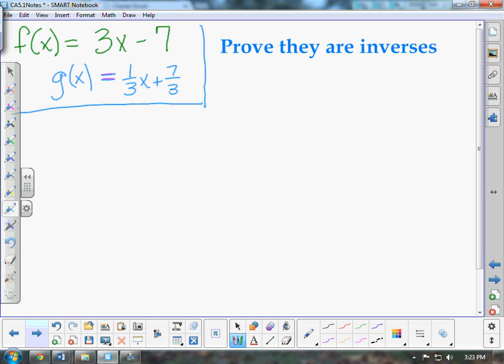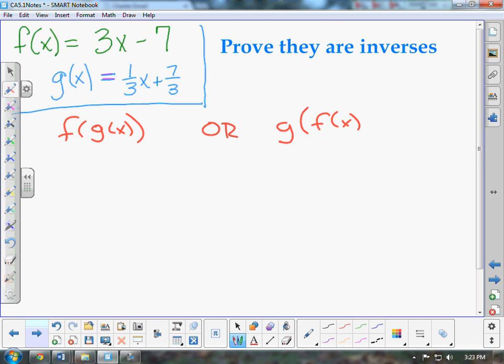So we know these are already inverses, but just to show that you can prove it, say you were given f of x is 3x minus 7 and g of x equals 1/3 x plus 7/3, and we have to prove they're inverses. So we can do f composition g of x or g composition f of x. It doesn't matter which one you do. You don't have to do both of them. You only need to do one.